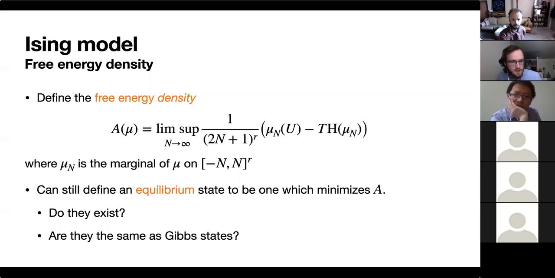So this is a fairly natural extension, and we can still define an equilibrium state to be one which minimizes the free energy density. But for one thing, it's not super clear that there are minimizing measures that actually achieve the minimum. A bigger question that we're going to deal with is, are these the same as Gibbs states? If I have an equilibrium state, is it necessarily this generalized Gibbs state that we defined a few slides ago?